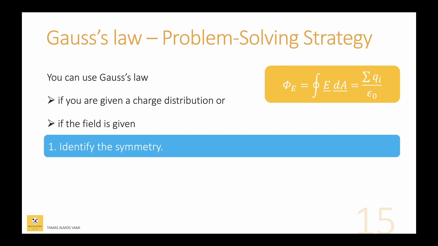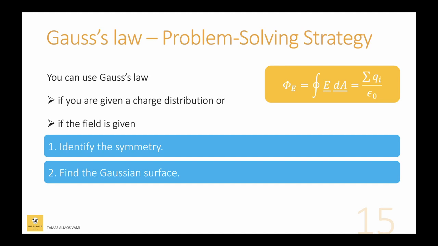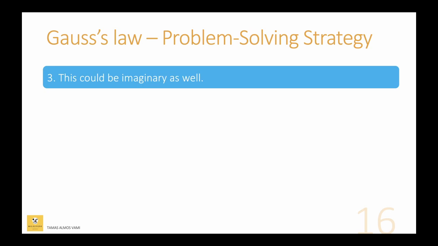As with every other problem, I would suggest starting with identifying the symmetry of the system. If you have an obviously spherically symmetric problem, then, of course you can, but I would advise not to try to solve it in a Cartesian coordinate system, but rather move to spherical coordinates and use that. After that, we have to find this Gaussian surface. This doesn't have to be a real surface. It can just be an imaginary surface that you imagine is there.